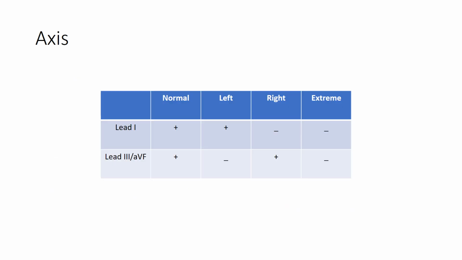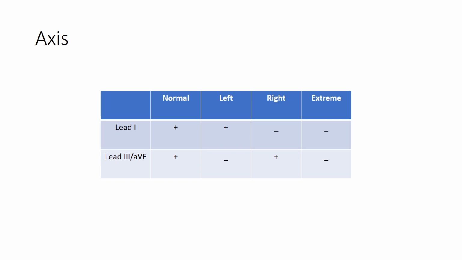Coming to the axis, there are a number of methods available for the determination of axis, but for the beginners and for the purpose of oversimplification, I have made this table. In this method, we only see lead 1 and lead 3 or lead AVF. Normally, in a normal ECG, both lead 1 and lead 3 or lead AVF have predominantly positive QRS complexes in both the leads.